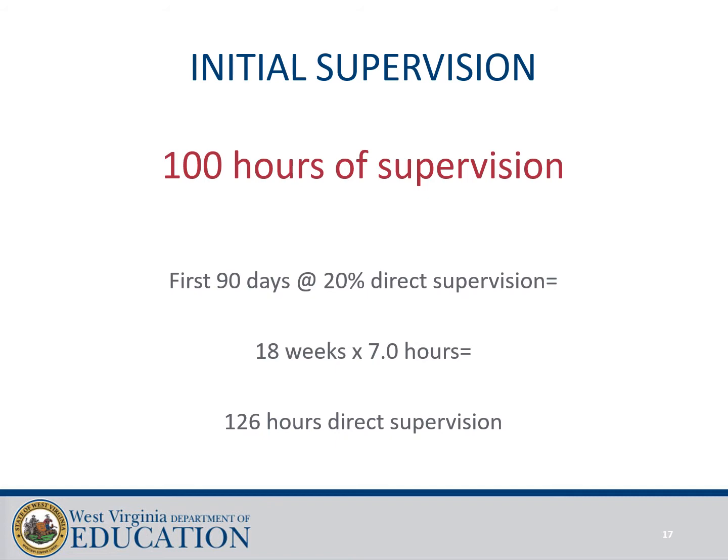Recognizing this, at a minimum, the guidance document states that during the first 90 days, the SLPA should receive 20% direct supervision, or that would be 18 weeks times 7 hours based on a typical work week, or 126 hours direct supervision. That's at a minimum. If at all possible, if it can be worked out schedule-wise at the beginning of a school year, that more supervision can be provided, it's really a lot better.